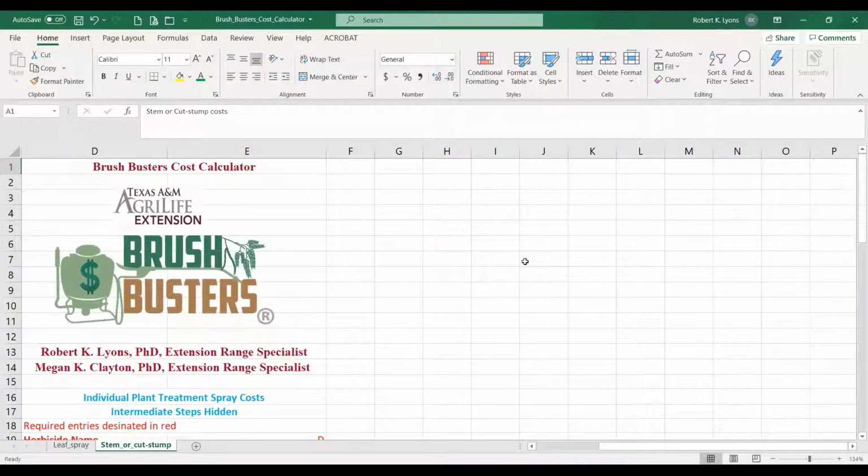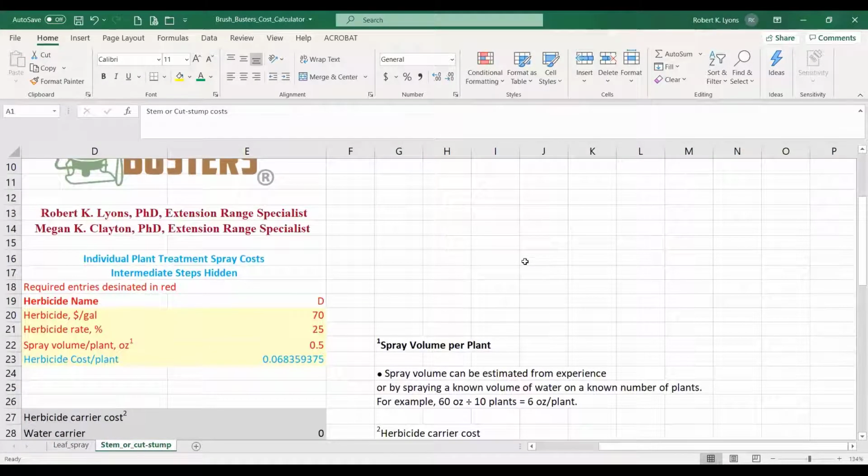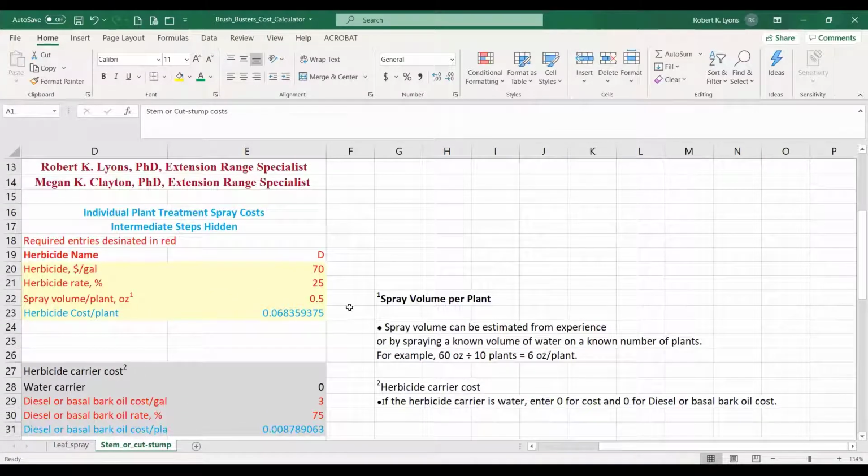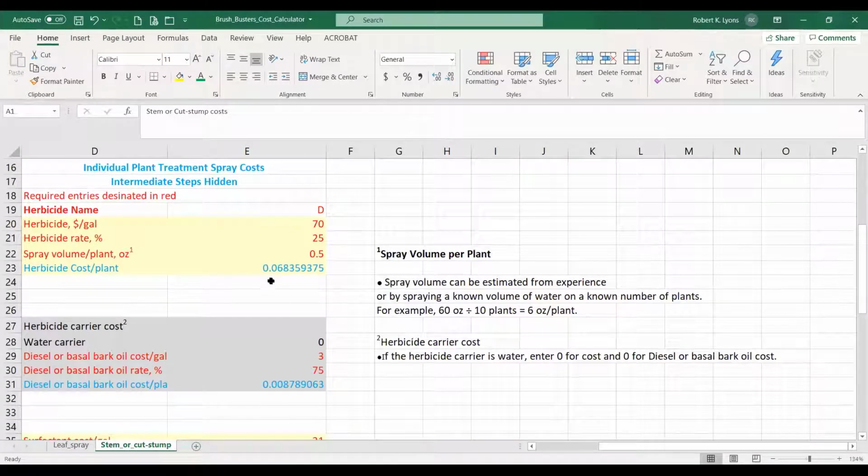And the stem spray cut stump is similar. In this case, we're just allowing one herbicide to be entered because we don't have any applications where we put two different herbicides for stem spray or cut stump. So we enter the cost of the herbicide. In this case, we're looking at $70 a gallon. Our rate for the stem spray is 25%. The spray volume per plant is half an ounce. That gives us a cost of almost 7 cents a plant.